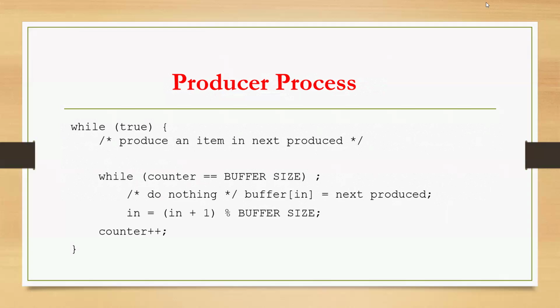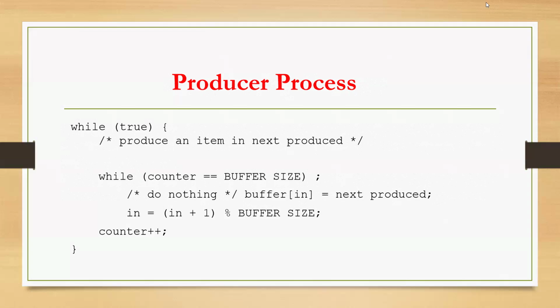So what is a producer process? This is the pseudocode of a producer process. While true, produce an item in next produced. While counter equals buffer size, do nothing, because it means the maximum size is filled. Otherwise, buffer[in] equals next produced.